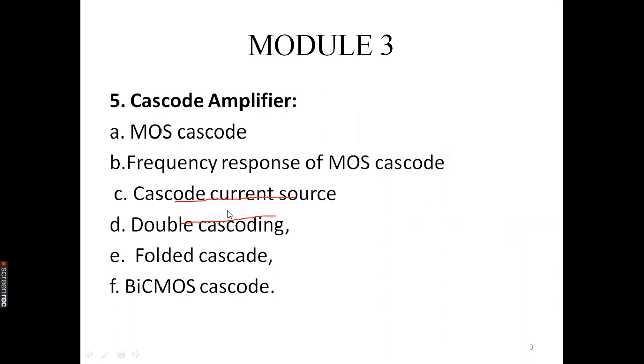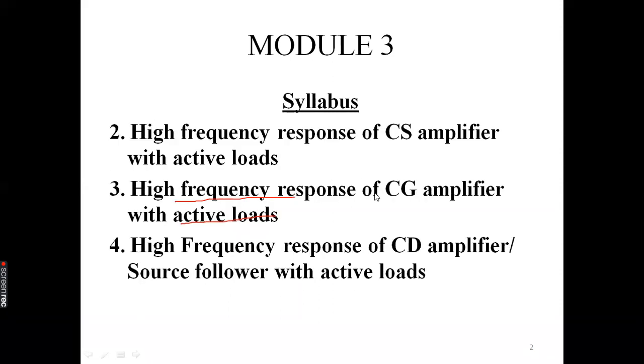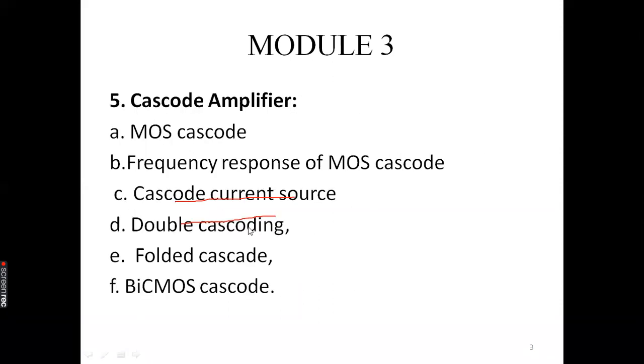Then next we will discuss the cascode amplifier, the basic fundamental circuit of a cascode amplifier, and what the frequency response of this cascode amplifier is, and how it will differ from the conventional amplifiers that you have discussed in CS, CG, and CD. Then coming to the different versions of cascode: double cascoding, folded cascode, BiCMOS cascode, cascode current source. So these are all the different versions of cascode.